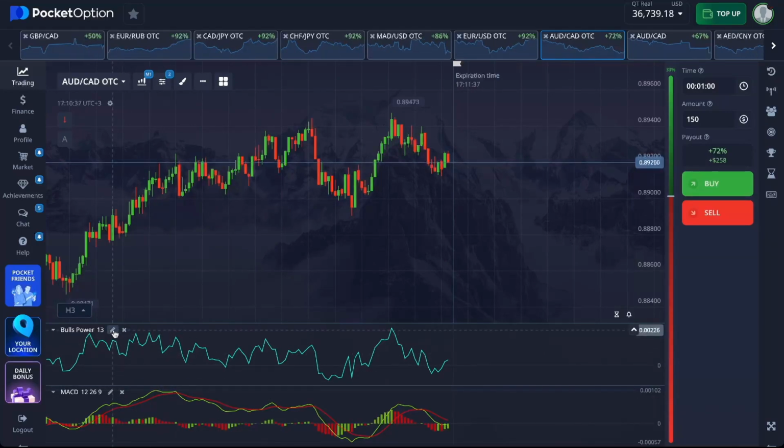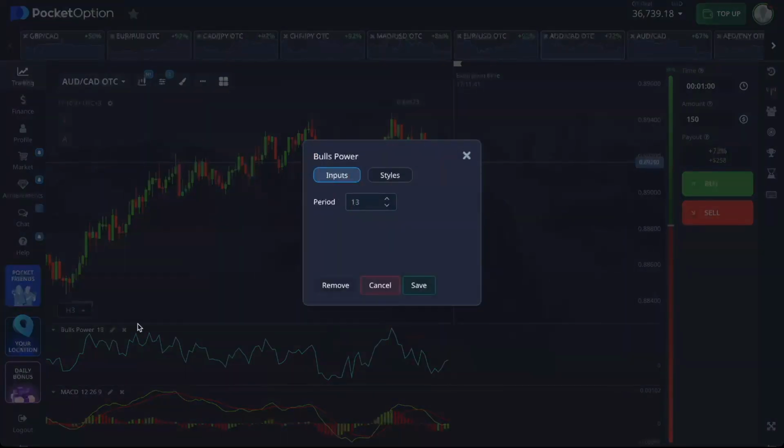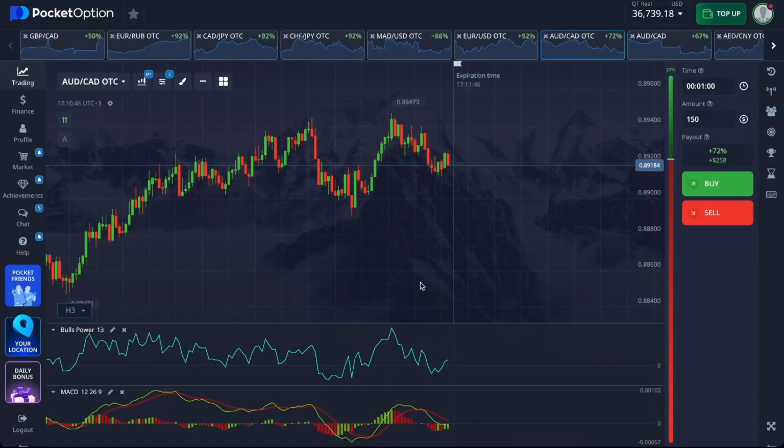This indicator was invented by Alexander Elder. To set it up, click on the pencil icon, select a period of 13, set the style to 1 pixel and click Save. This indicator helps us determine the strength of the bulls, that is the buyers in the market. I'll draw it for you now to make it clearer. It is based on the difference between the highest price and the moving average. If the indicator value is positive, it indicates that the bulls are dominating. If it's negative, the bears are in control.